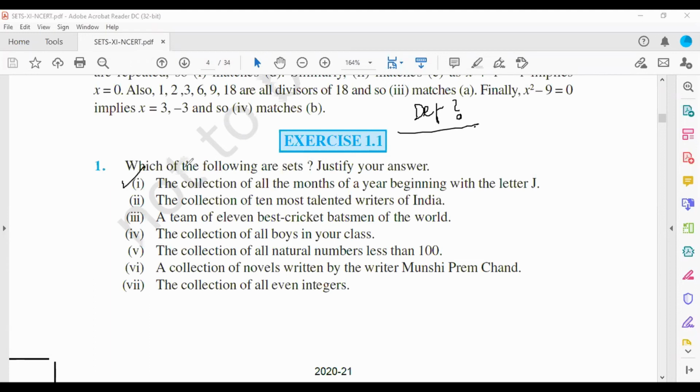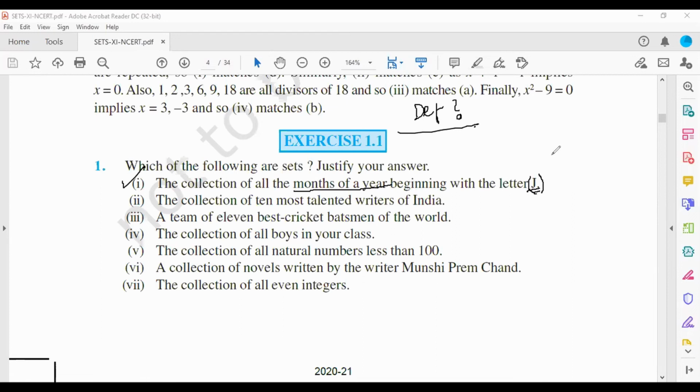Subdivision 1, what it says: collection of all the months of a year beginning with the letter J. Very well defined, you know. Months of a year are already defined from January to December, and that too with the letter J. June and July. Anything else? Only these two come to my memory. January, sir. Yeah. Very good. So January, June, and July.